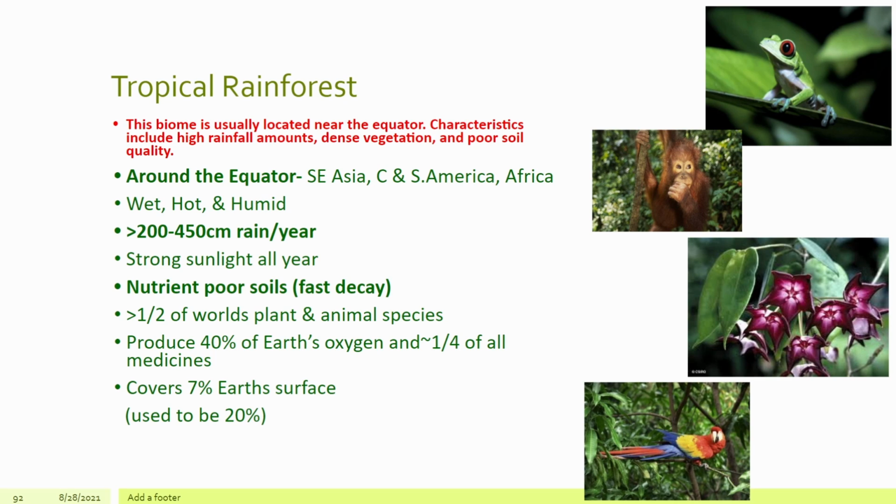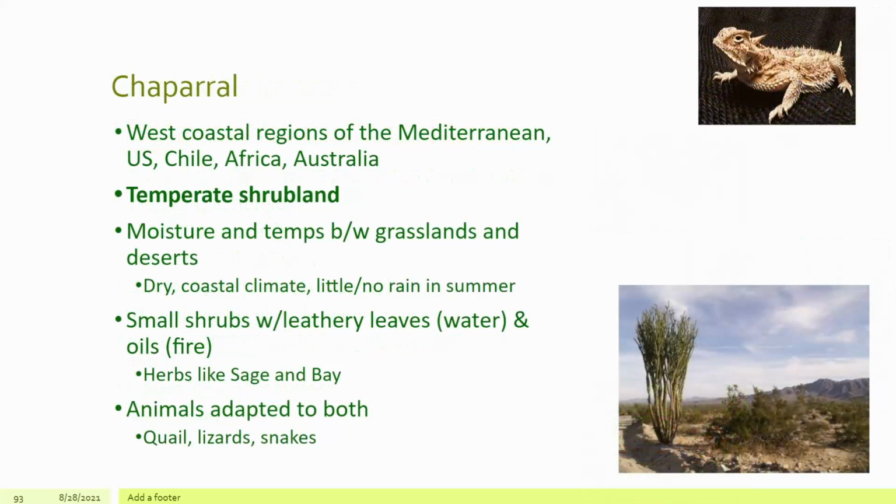We see a production of 40% of the Earth's oxygen and about a fourth of all medicines from plants and animals that live in this region. It covers 7% of the Earth's surface, but it used to be 20%. So tropical rainforests are on the decline because of things like deforestation and also hunting and trapping and even killing of certain organisms that make up this environment, this biome.